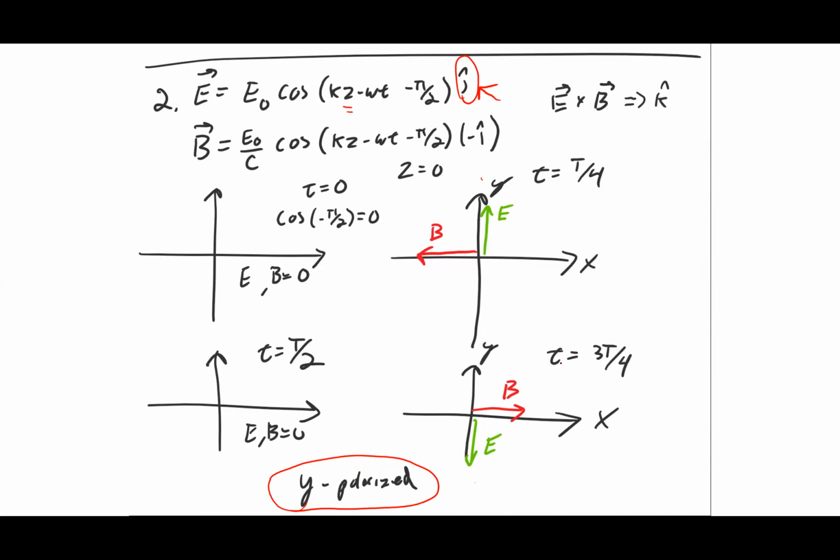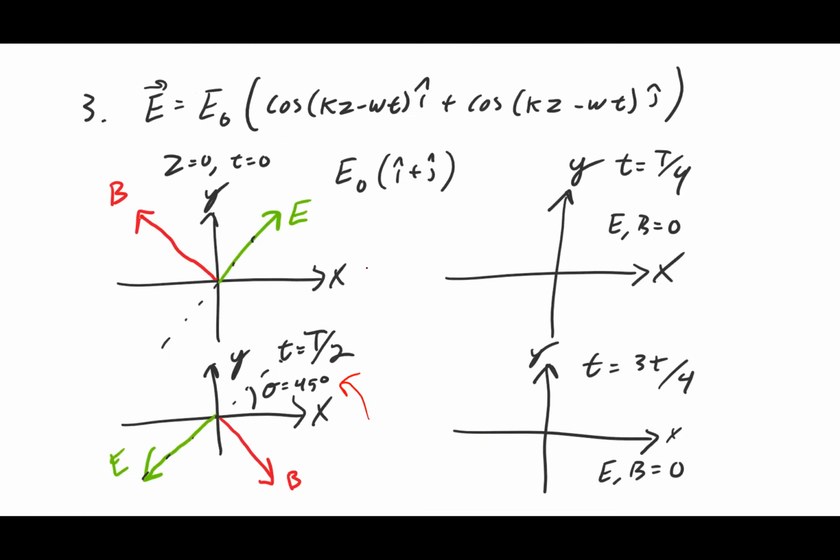Notice that B has to have the same phase shift. I can't have a B field with a different phase shift, like I said before. And so E cross B still gets me out of the page. In this case, I would describe this light as Y polarized. So the polarization is just telling me which way the electric field is pointing.